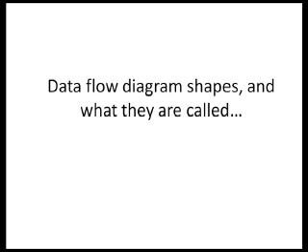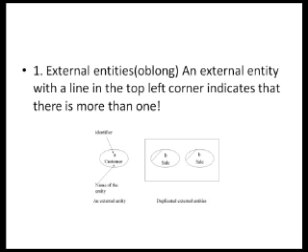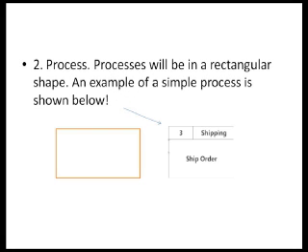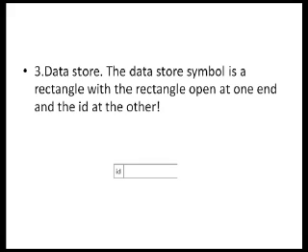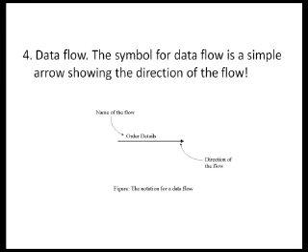The data flow diagram shapes and what they're called. External entities, which are oblong. An external entity with a line in the top left corner indicates that there is more than one. Process. Processes will be in a rectangular shape. An example of a simple process is shown below. Data store. The data store symbol is a rectangle with one end open and the ID at the other. Data flow. The symbol for data flow is a simple arrow showing the direction of the flow.